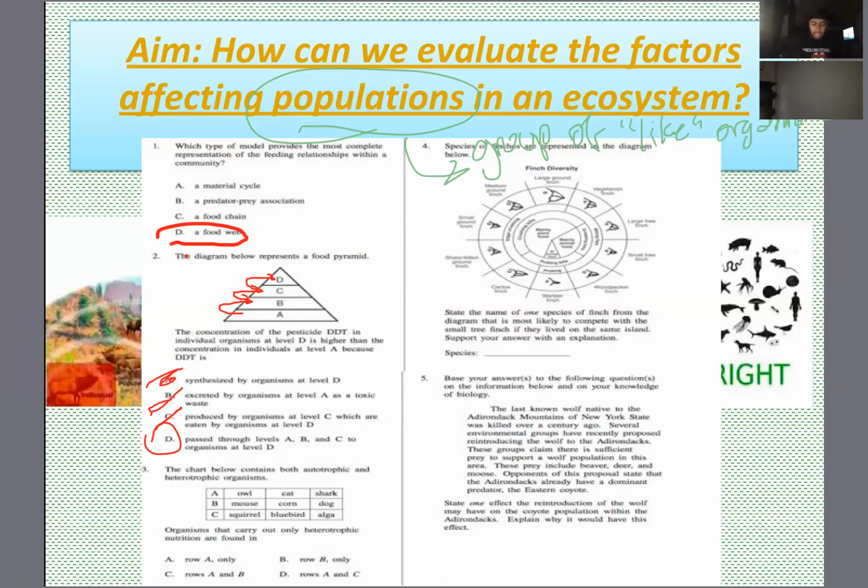So an owl, does it carry out heterotrophic nutrition? Does it need other organisms in order to obtain nutrients? Yes, it needs to eat. Cats also need to eat other organisms. Sharks also need to eat other organisms. So we know it'll be row A. Let's look at row B. Do mice eat other organisms? Yes. Does corn eat other organisms? No. Letter C. Do squirrels eat other organisms? Yes. Bluebirds? Yes. Alga, which are like plants of the ocean, do they? No. So it would have to be letter A, which is row A only.